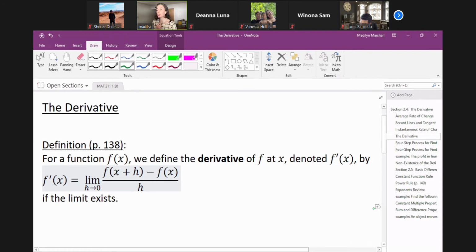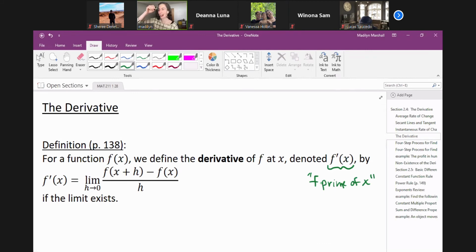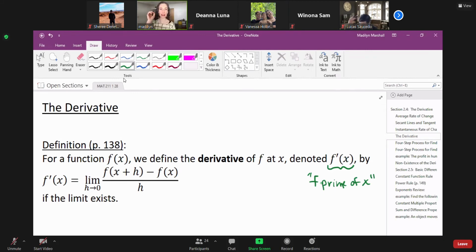So we have a function f of x. We define the derivative of f at x. It's denoted, so this thing, that little mark, is not an apostrophe. It is prime. So this is read f prime of x. Prime, which really is just an apostrophe, but we don't call it that. That little mark means we're taking the derivative.